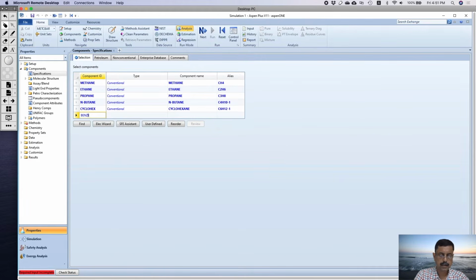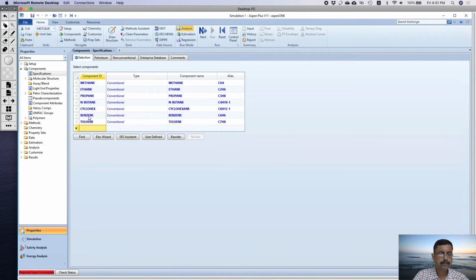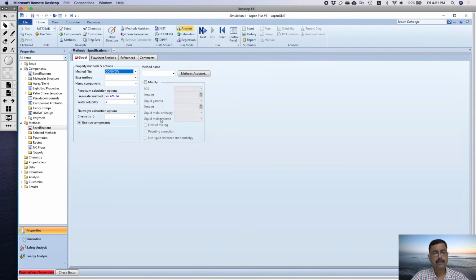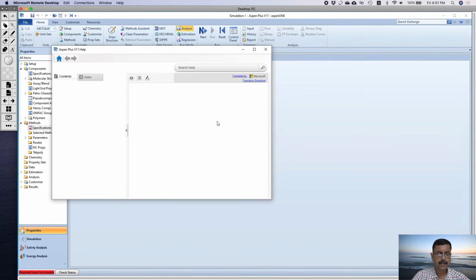So we write it in this fashion, it will accept. Now we have to press next, and we have to see what are the property methods that we can use. Now we have a method assistant. We can take the help of method assistant. If you know what method you should use, you can directly look for it. Otherwise, you can take the help of method assistant.